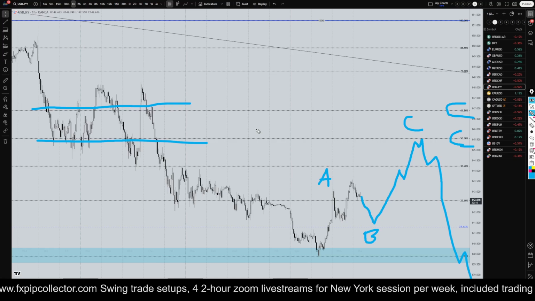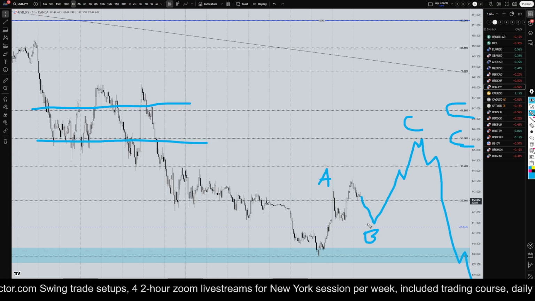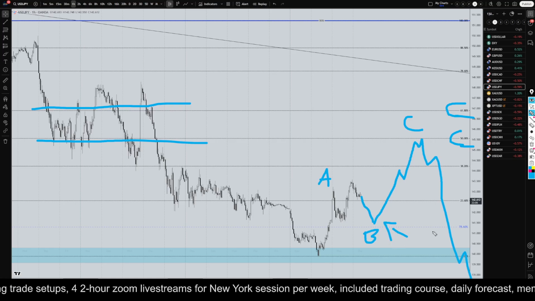And if you are trading the shorter time frames, looking for longs at the end of a wave B definitely would be a potentially really good trade.